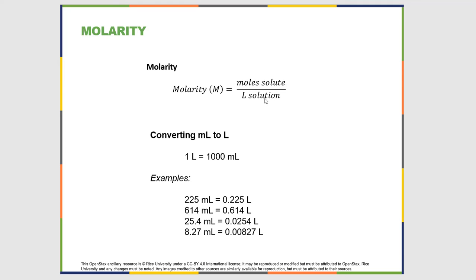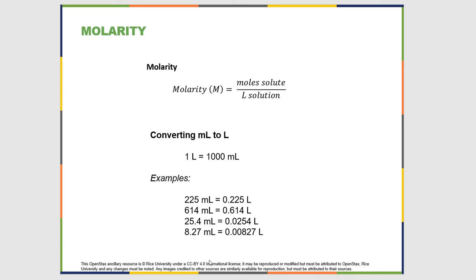One thing that's going to come up a lot when you're calculating molarity is converting milliliters to liters. For practical reasons, like in a chemistry lab, we don't usually use liters of solution for the scale of the reactions that we're doing. We usually use milliliters of solution. So we need to be able to quickly convert from milliliters to liters. Remember that 1 liter equals 1,000 milliliters.